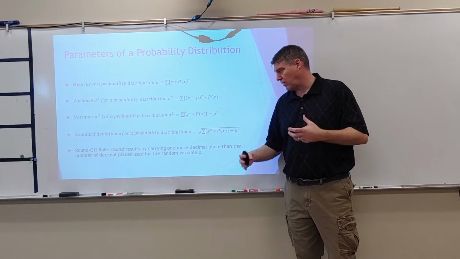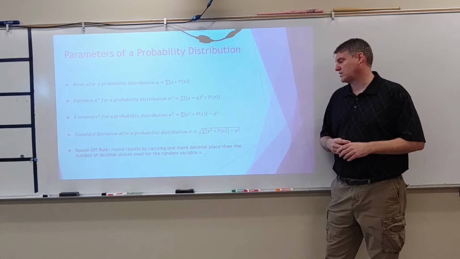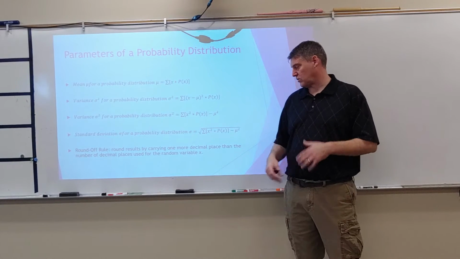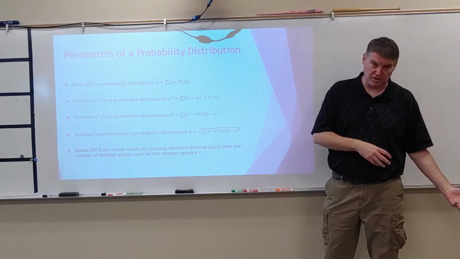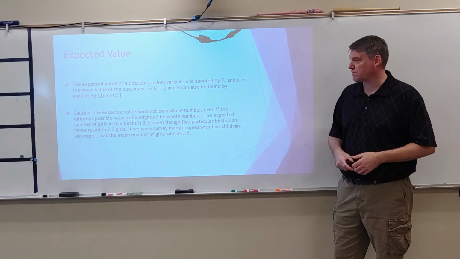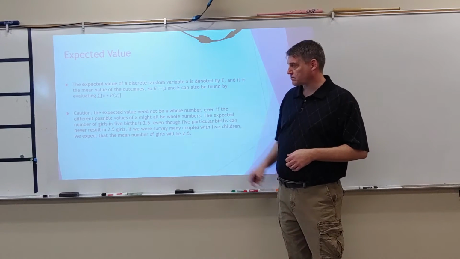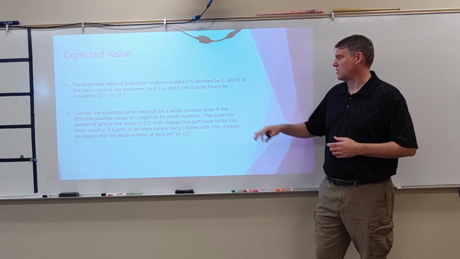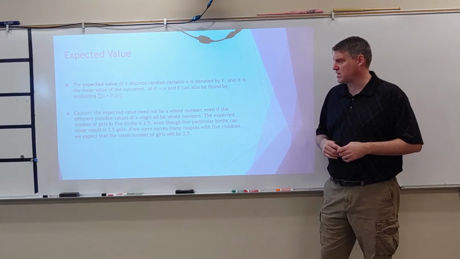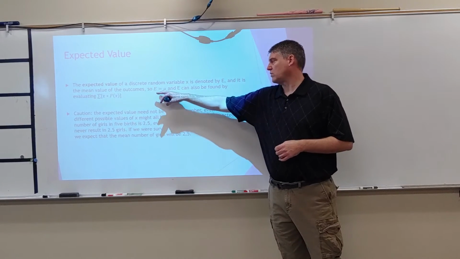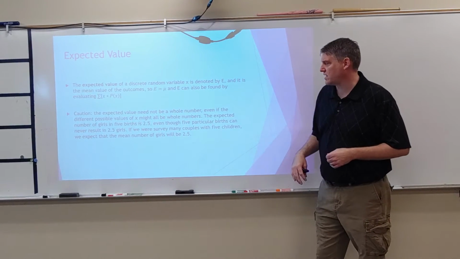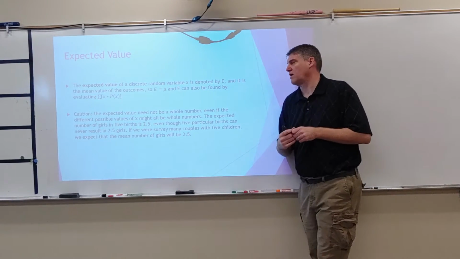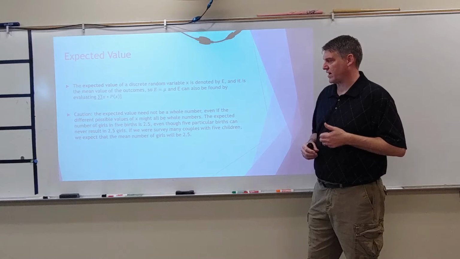Round off rule: round results by carrying one more decimal place than the number of decimal places used for the random variable x. So if I have one decimal, I'm going to round it to 2 decimals, and so on and so forth. The expected value of a discrete random variable x is denoted by E, and it is the mean value of the outcomes. So E equals mu, and E can also be found by evaluating this sum of x times probability of x.